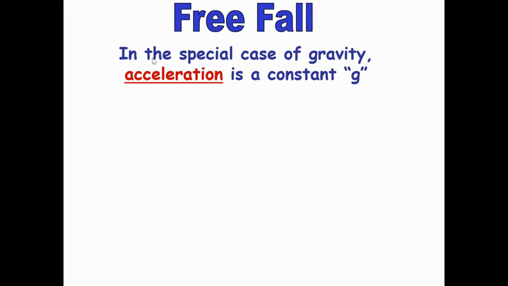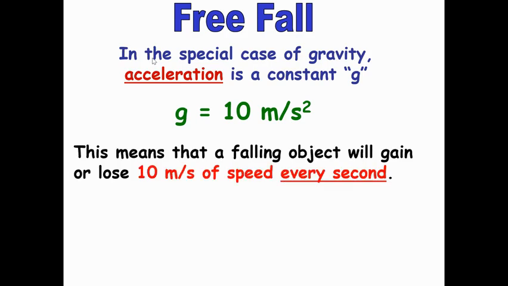We use a lowercase g to represent the acceleration due to gravity. And here on the surface of good old planet Earth, the acceleration due to gravity is 10 meters per second squared. That means that an object in free fall will gain or lose 10 meters per second of speed every second. So every second, the object's speed will change by 10 meters per second.